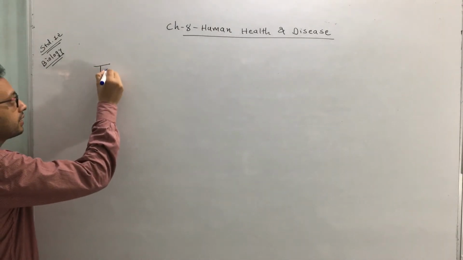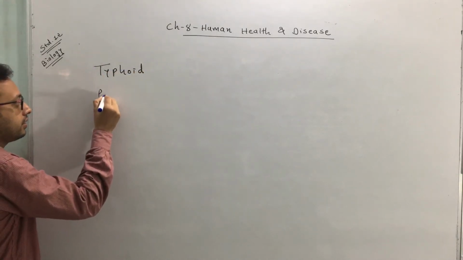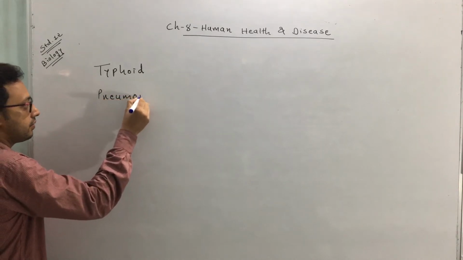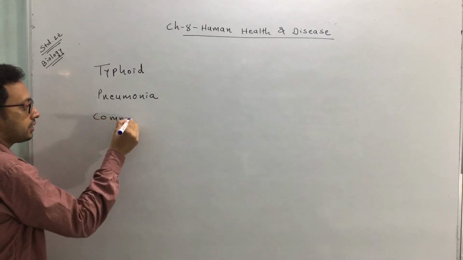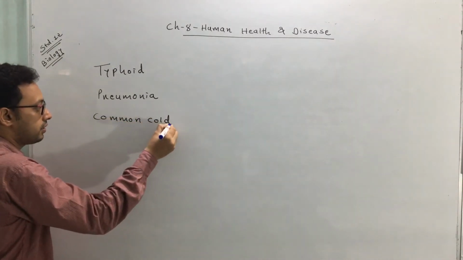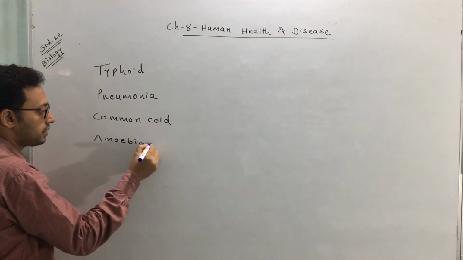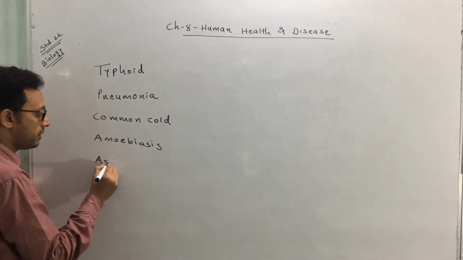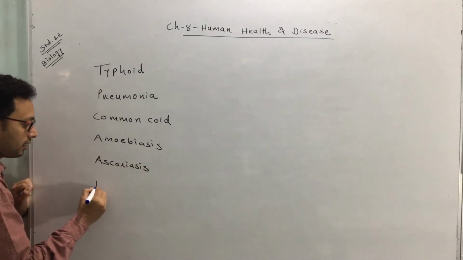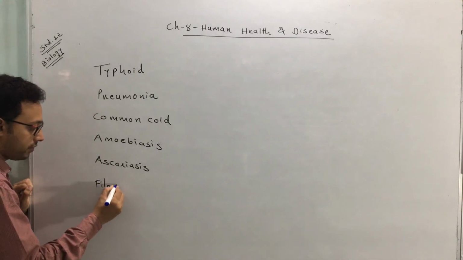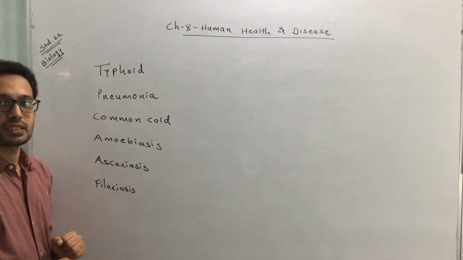We have discussed typhoid, which is caused by bacteria. Another one was pneumonia. The third one discussed is common cold. The fourth one is amoebiasis. Next, ascariasis, and last, filariasis, or you can also call it elephantiasis.